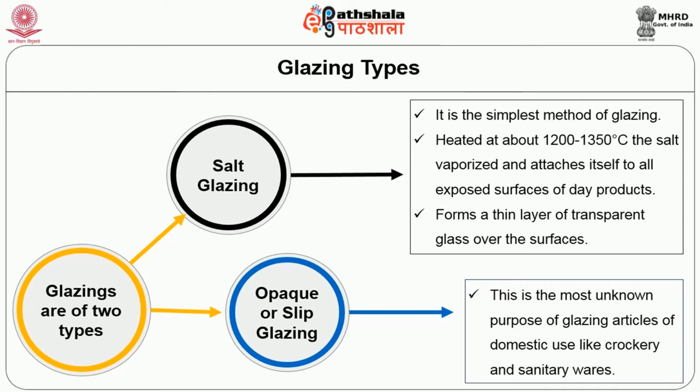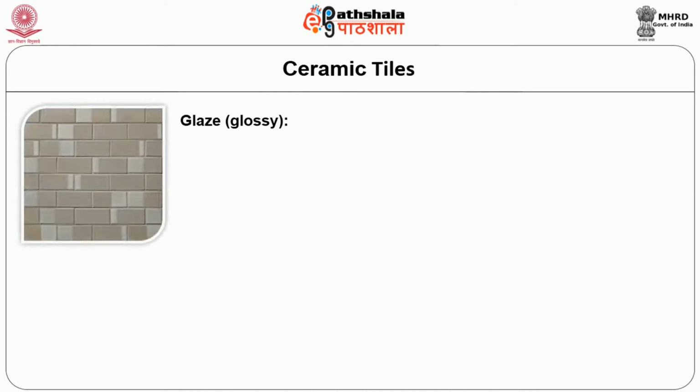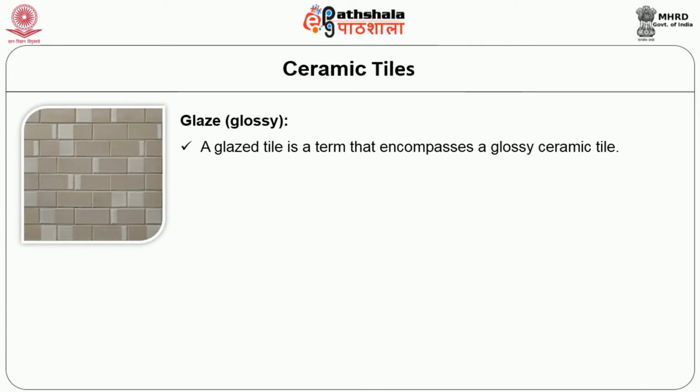The second category would be the opaque or slip glazing, and this is the most uncommon or unknown purpose of glazing articles of domestic use like crockery and sanitary waste. The next tile sector would be the ceramic tiles, and there are actually two types under this. One would be the glossy and the matte finish tiles. So a glazed tile is a term that encompasses a glossy ceramic tile.